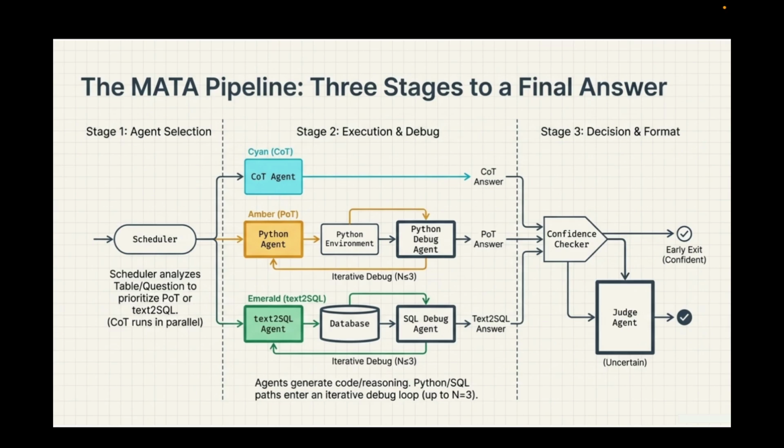If the code based answer or SQL based answer has an error, the system can send it through a refinement or debugging loop. After that, the candidate answers are passed to a confidence checker, which estimates whether one of them is reliable enough to accept directly. If the confidence is high, the system can stop there. If the confidence is not enough, the system uses the judge agent, which compares the candidate answers and selects the best one. Finally, the format matcher makes sure that the final output is clean and in the correct format. So the pipeline is not just generate once and stop; it's more like generate, refine, validate, and then decide.